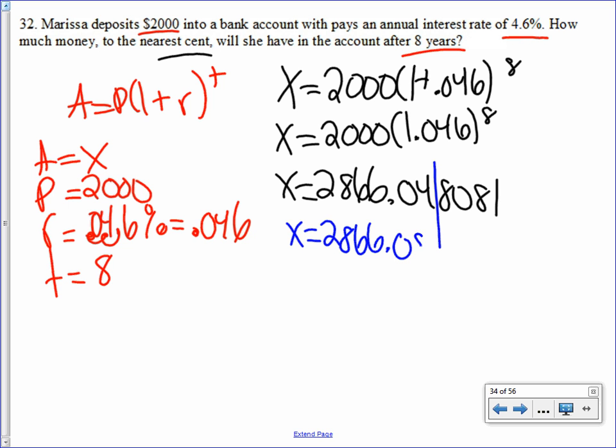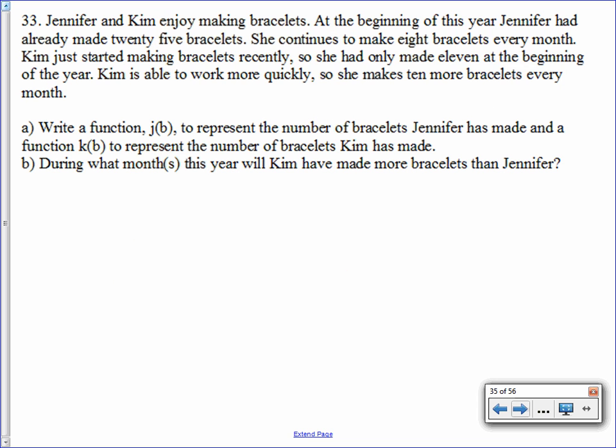And 8 makes the 4 round up. That's a lot of money. What do we got next?